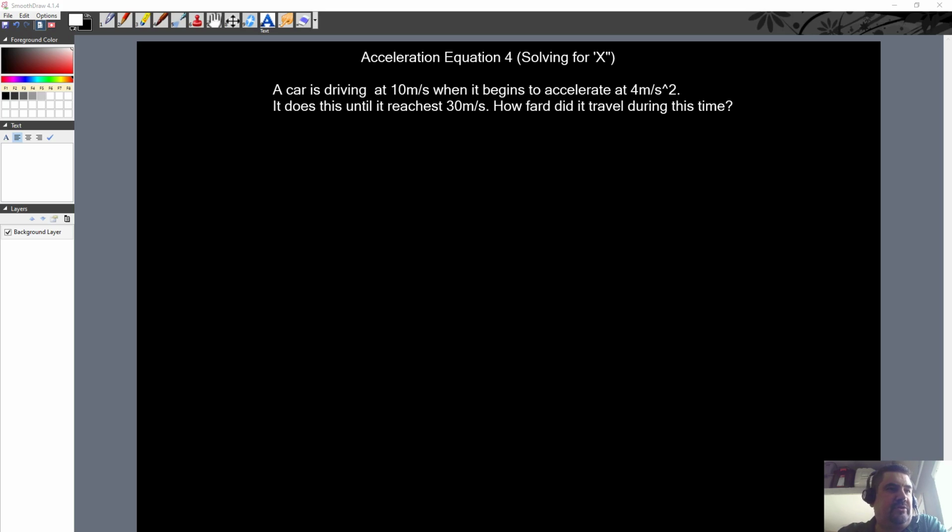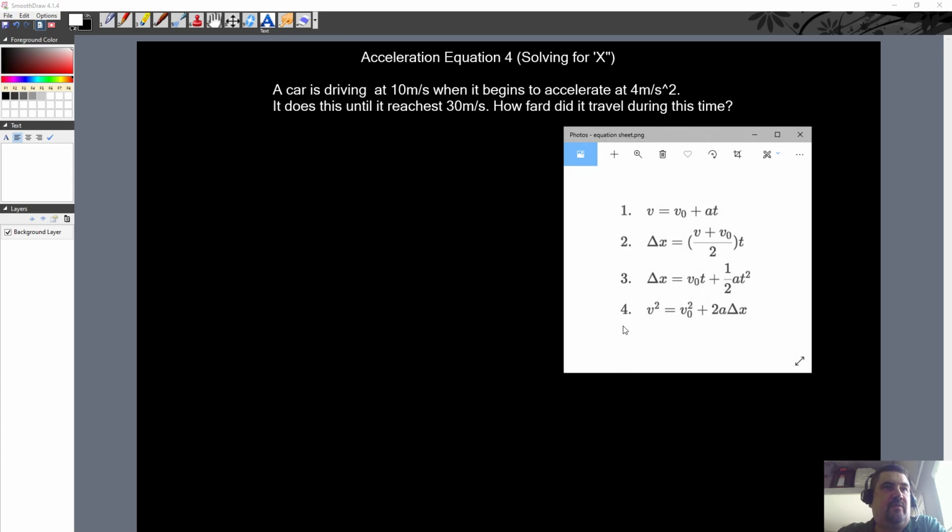All right, boys and girls, we're looking at equation 4 now. So finally, equation 4, we're going to look at this one. It's what would be called a time-independent equation. In other words, you don't need time for this. It's for a problem where they're not asking for how much time it took, and they don't even tell you. So it does go from this speed to this speed, and it does accelerate at this rate and travel this far. And this is the relationship equation.